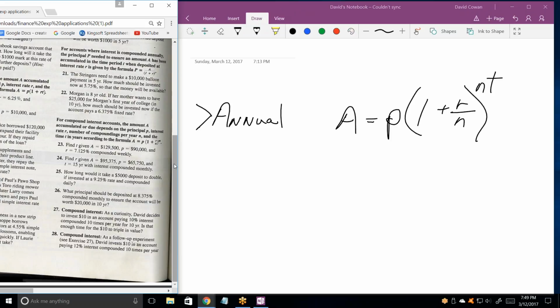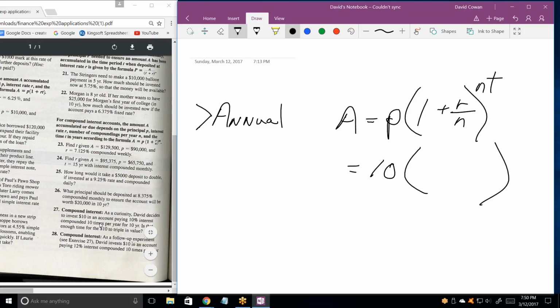Right. The next one, 27 or different? The next one's 27. Okay. So what do we know here? Let's see. Compound interest. David decides to invest $10 in an account. So are we looking for A? Well, this sentence says David decides to invest $10. That means P is 10. Okay, so let's start there. That's 10. What else do we know?